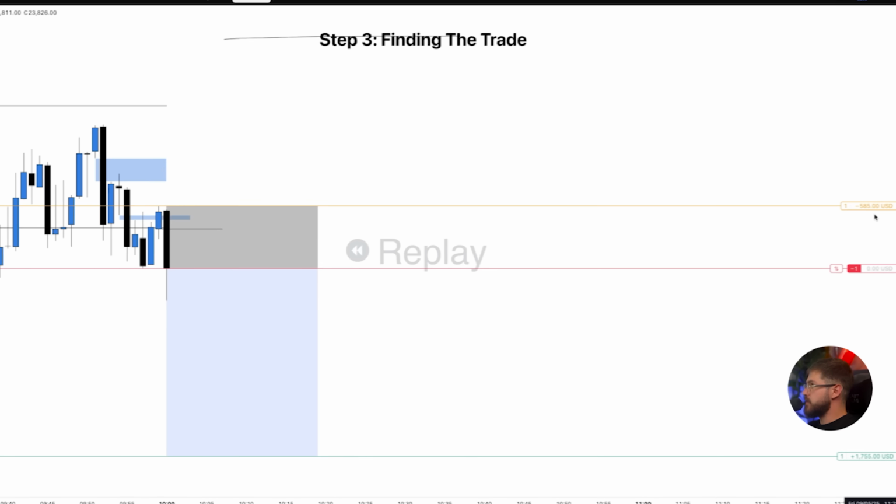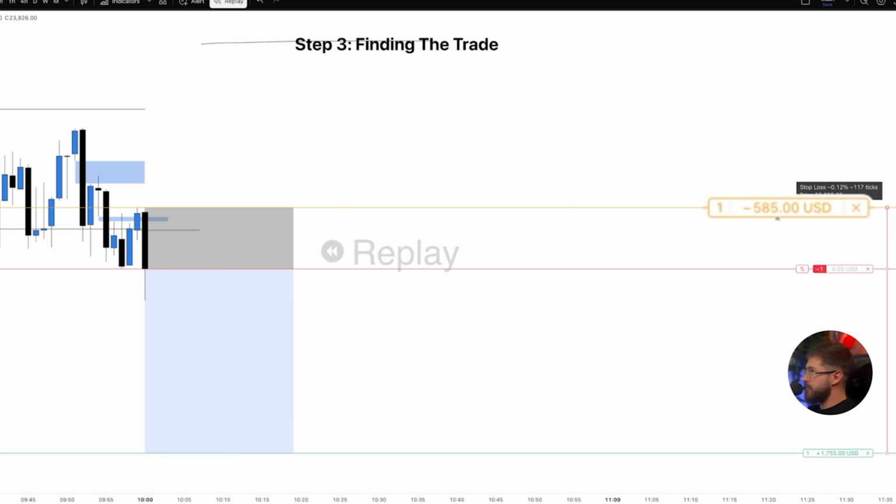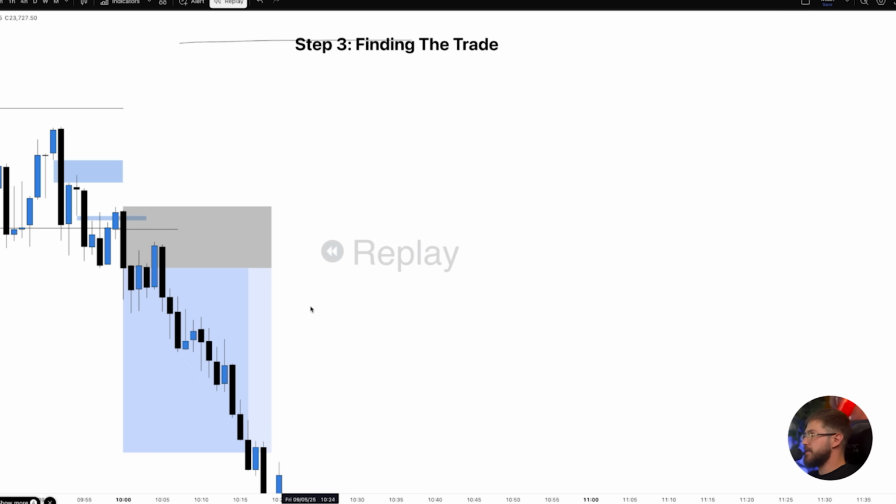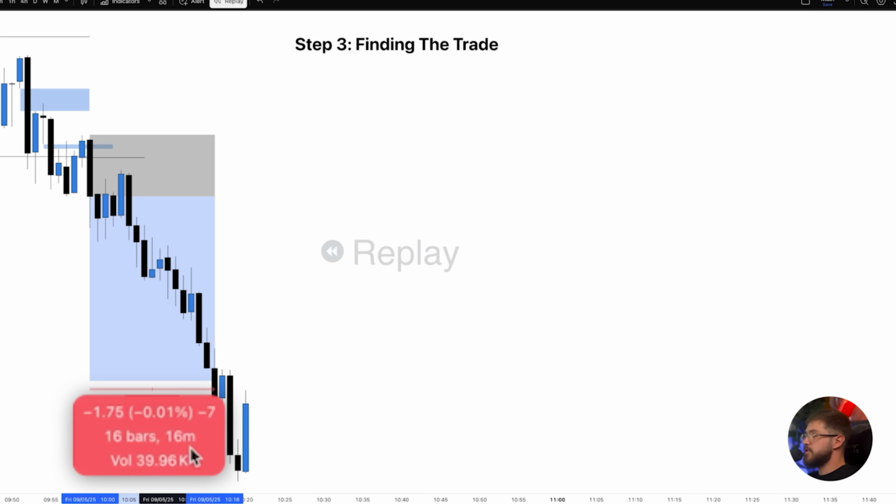Now, as you can see on this trade, we have $585 at risk to make $1,755. And for trade management in this strategy, it's really simple because once you enter the trade, you can sit back with confidence, not having to worry about micromanaging it, and trust that the market will go in your direction. This trade took 16 minutes to play out, and it made you $1,755 in profit. Not bad for less than 20 minutes of work, if you ask me.